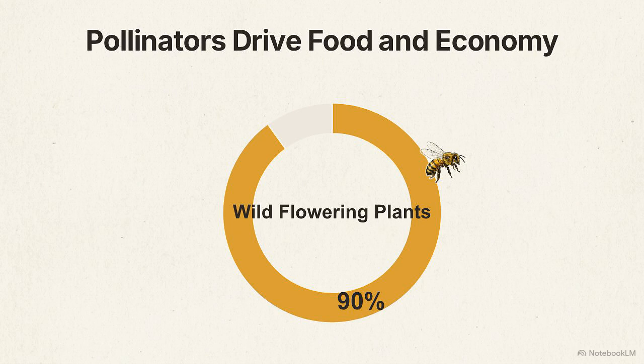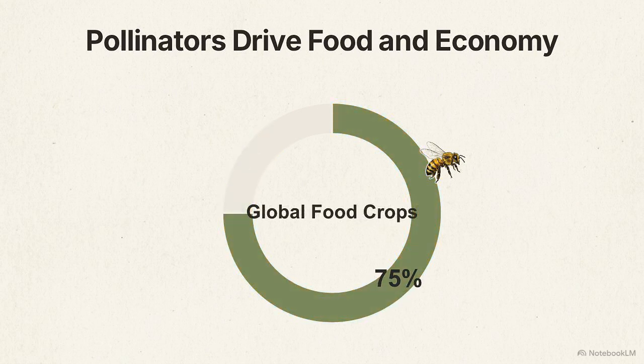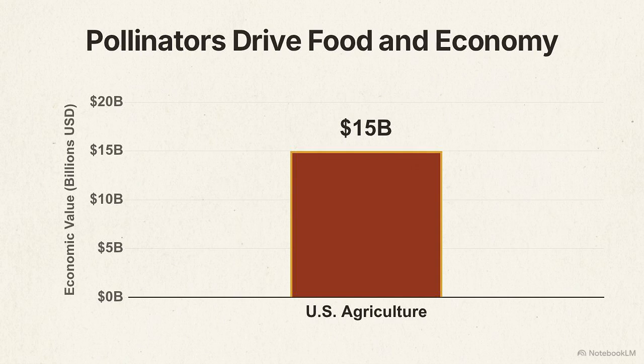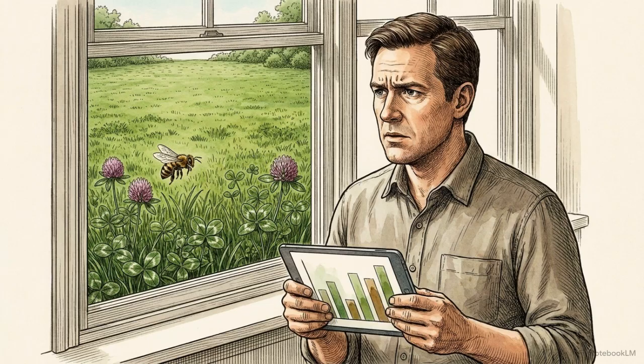90% of wild-flowering plants require animal pollination. 75% of global food crops rely on these exact networks. Domestically, honeybees add over $15 billion to U.S. agriculture yearly. Homeowners see these numbers and want to correct the damage.